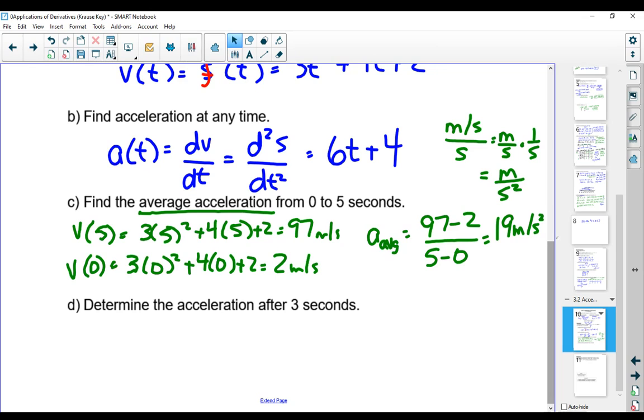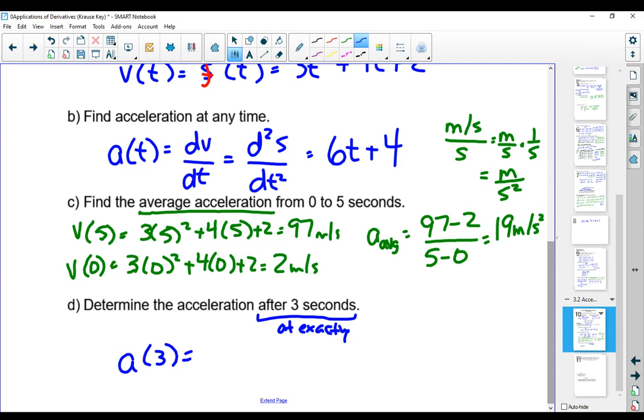If we want to know the acceleration after 3 seconds, that means we're looking for instantaneous. We're looking for exactly 3 seconds. Here we're using our derivative. So acceleration at time 3, we go back to our derivative, which was 6t plus 4. So 6 times 3 plus 4 is 22 meters per second squared.